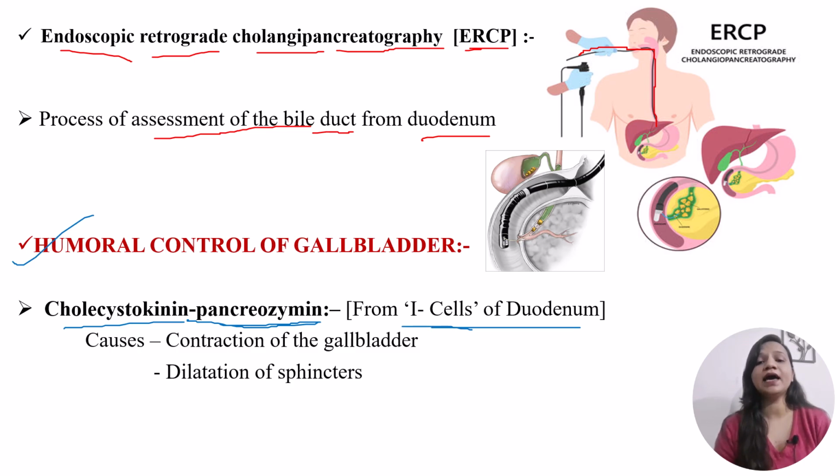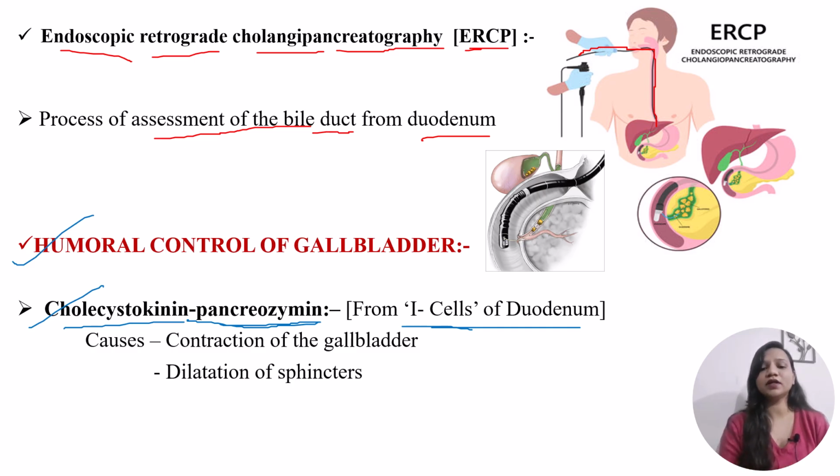So what exactly happens here? When fat enters into the duodenum through the ingested food, the I cells of the duodenum release this hormone, cholecystokinin pancreozymin, and the hormone goes into the bloodstream. From the bloodstream, it travels to the gallbladder and also to the sphincter, and there it causes the contraction and relaxation of both the gallbladder and the sphincter.